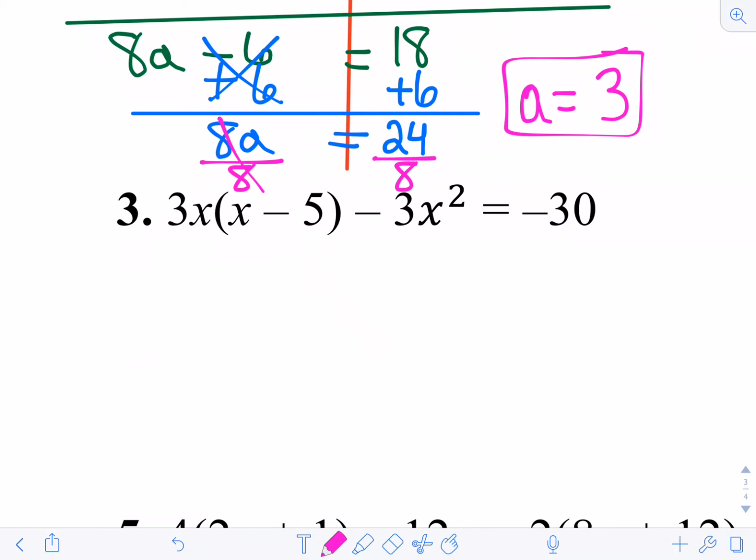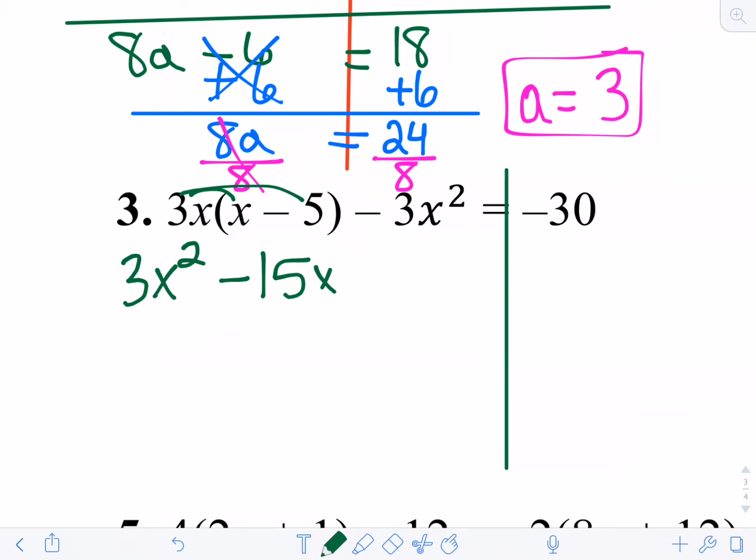So for number 3, I'm going to go ahead, again, distribute this 3x to everything inside. Draw my line. Okay, so when I distribute that, you have 3x times x, so that's 3x squared. And then I have 3x times negative 5, so 3 times negative 5 is negative 15. And don't forget the x. Minus 3x squared is equal to negative 30.